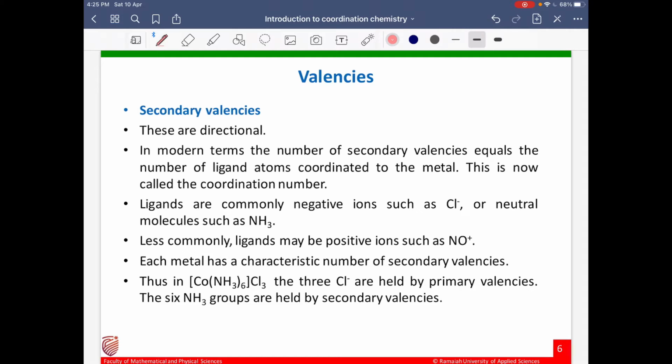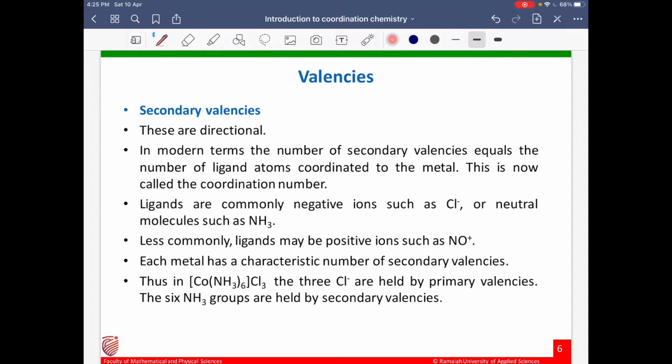Secondary valencies are directional. That means secondary valency determines the geometry or the shape of the molecule or complex. The modern explanation is as follows. The number of secondary valencies equals the number of ligand atoms coordinated to the metal. This is now called the coordination number.